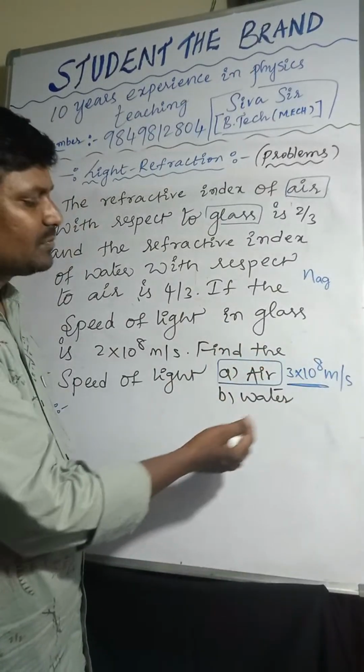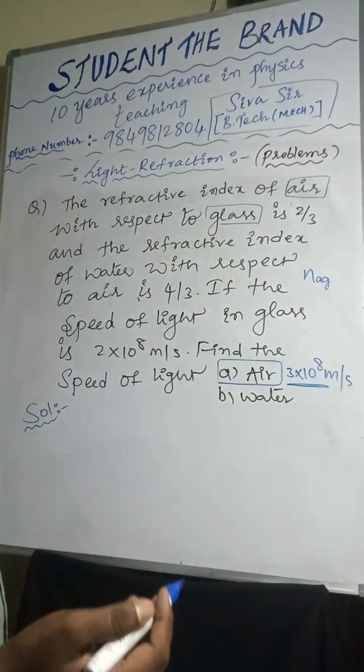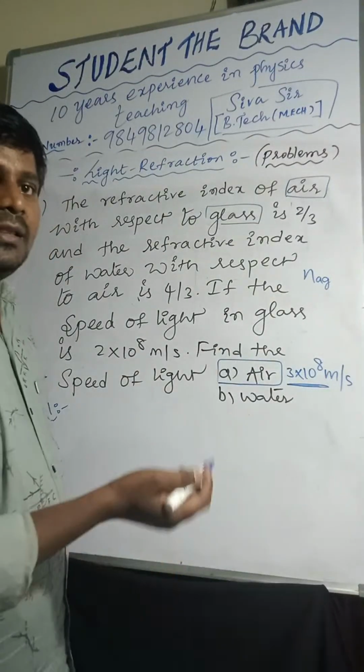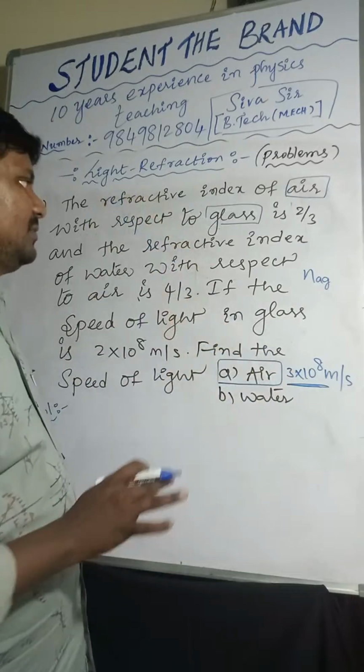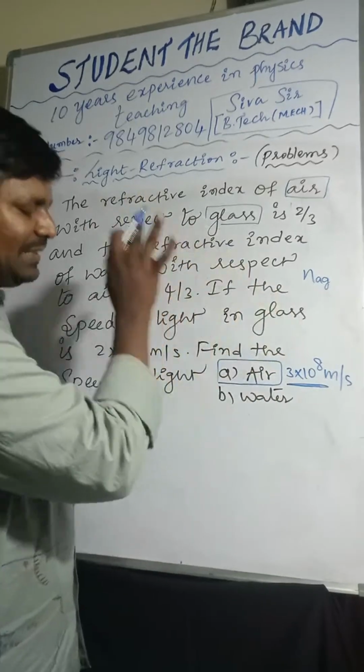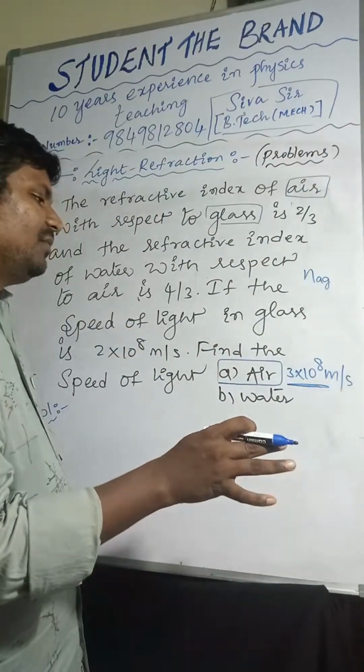Second one is correct, 2.25 into 10 power 8. That is the second one, correct. How to get that? Already said. See, simple way, easy way. Fix it in our mind.